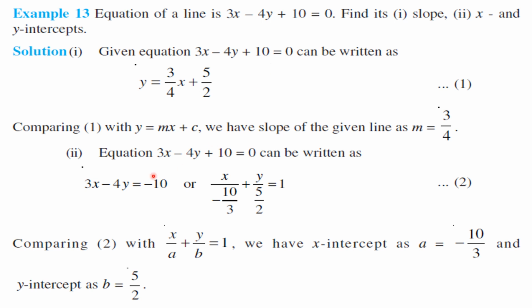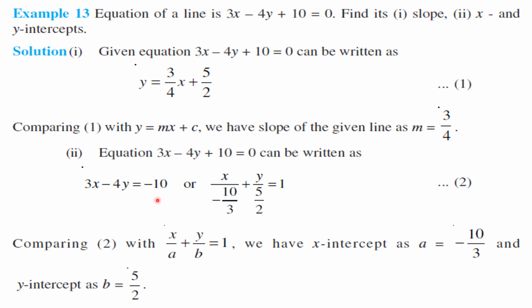So here let us convert this general equation of a line into intercept form of a line. Okay, my children? For that, first we are transposing plus 10 to RHS. Then what will you get? 3x minus 4y is equal to minus 10. Understood this step, my children?